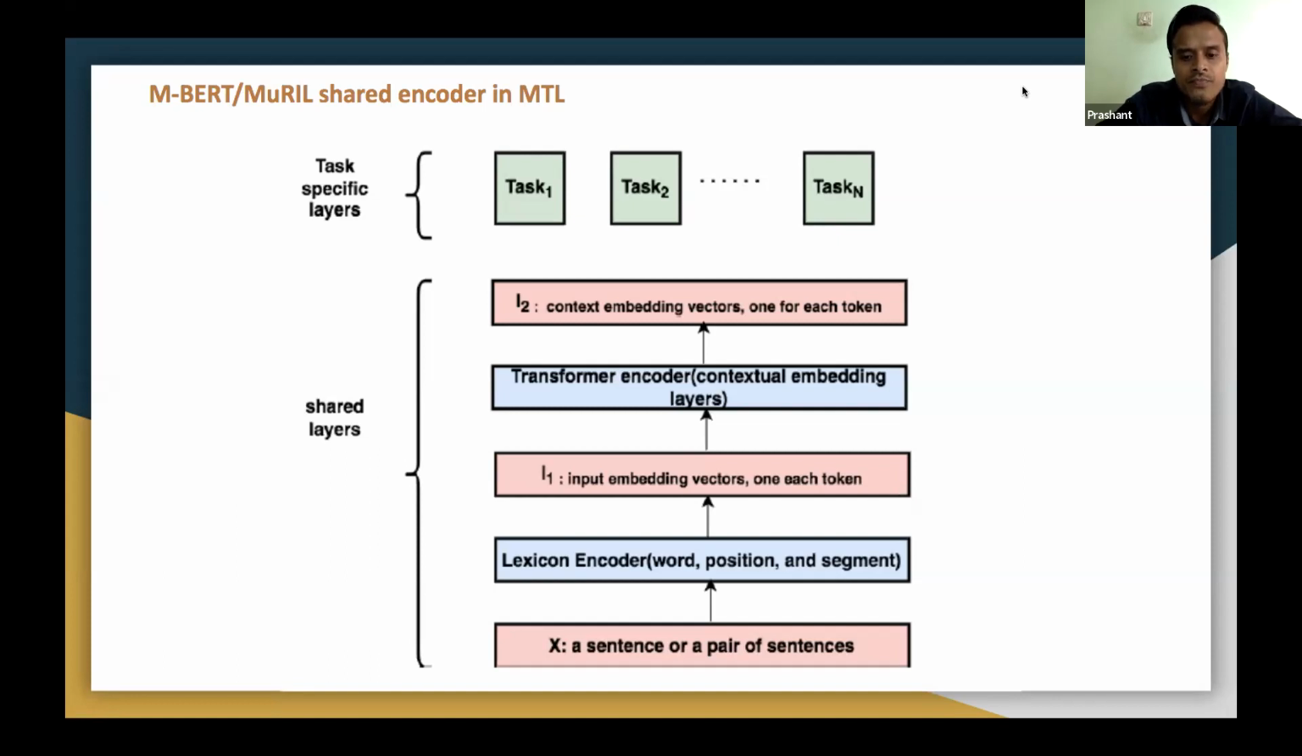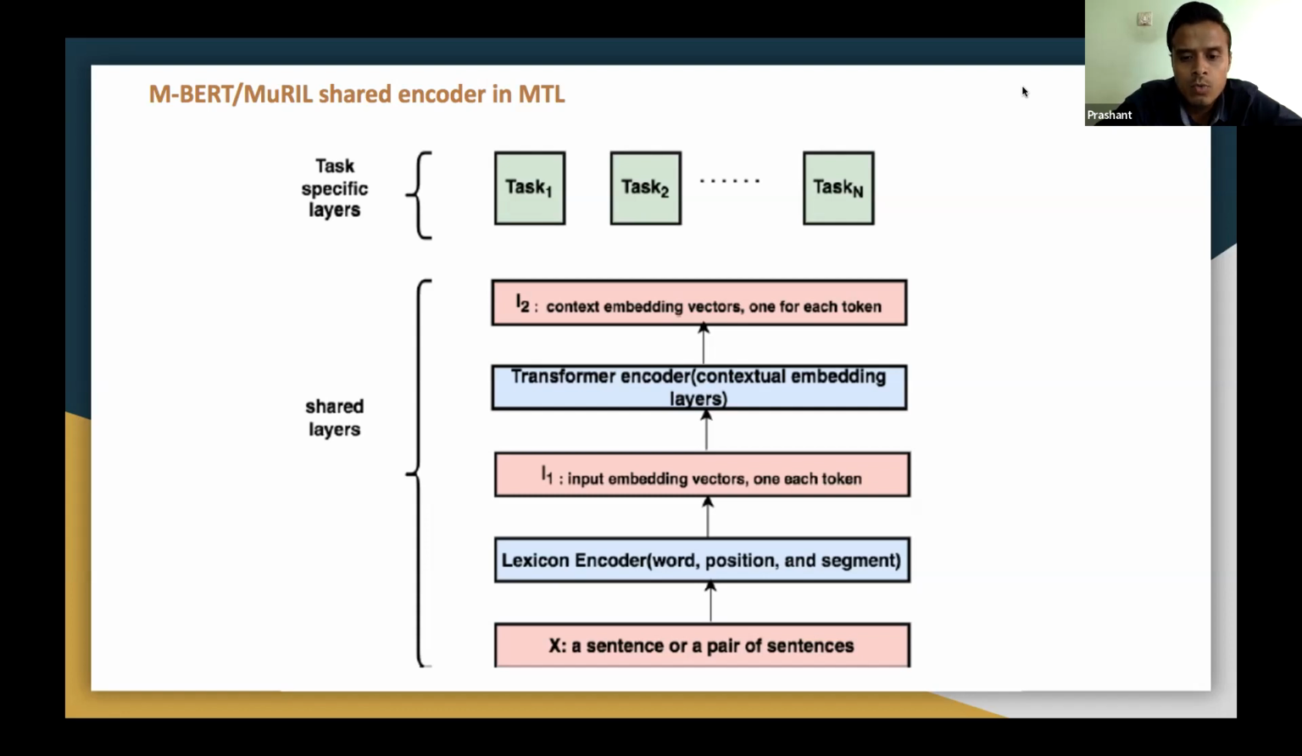So here you can see that at the start, we have some sentence or pair of sentences. After that, with the help of the lexical encoder, the model derives 3 different embeddings such as word, position, and segment encoding. In the third part, we derive the input embedding vector for each token. The vector size is 768. In the next stage, the transformer encoder is used to calculate the contextual embedding features, and after that, the shared feature. After that, the model consists of only the shared features, and this shared feature is utilized by all the tasks to get their probability score.